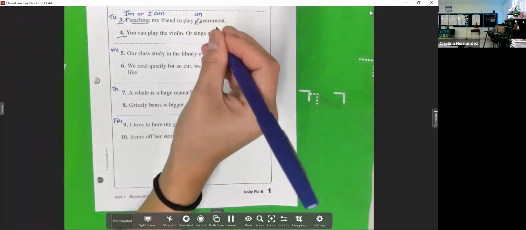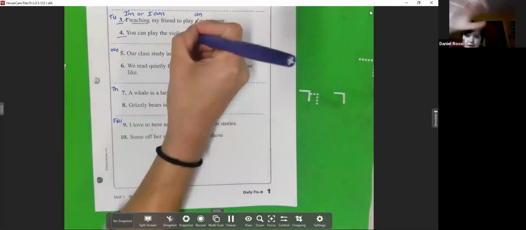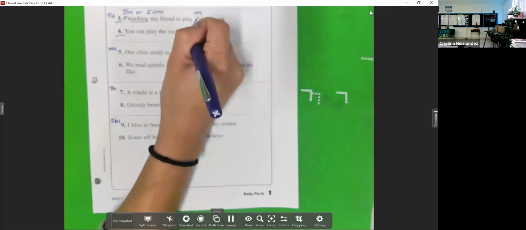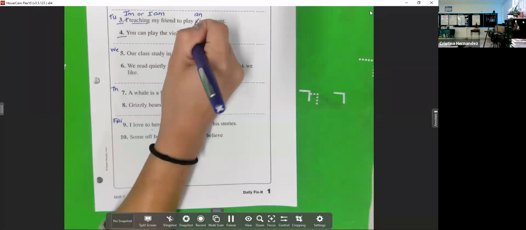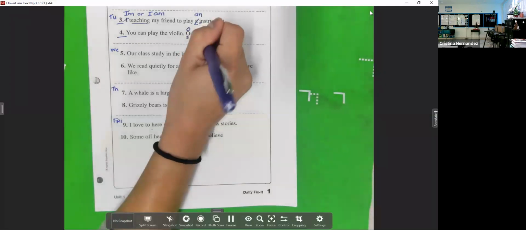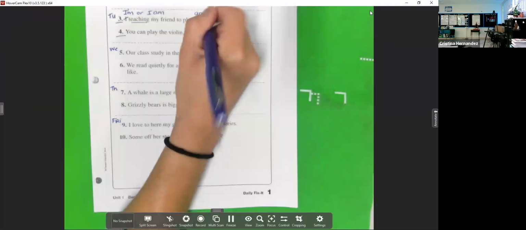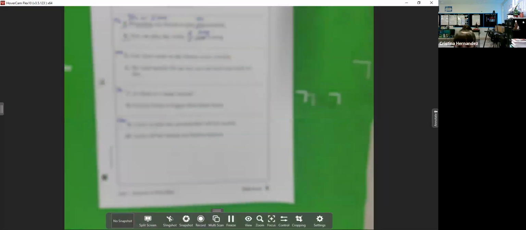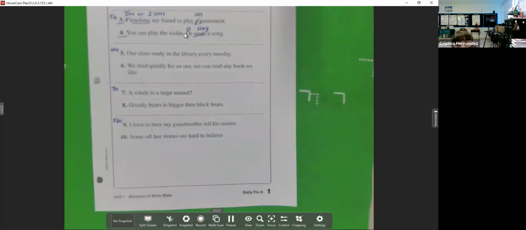And also change sings to sing. Oh, yeah, I didn't even catch that. So we're going to make that a lowercase o and then sing a song. We're not going to say sings, we're going to say sing. Good job, Daniel. Or sing a song. So you can play the violin or sing a song.